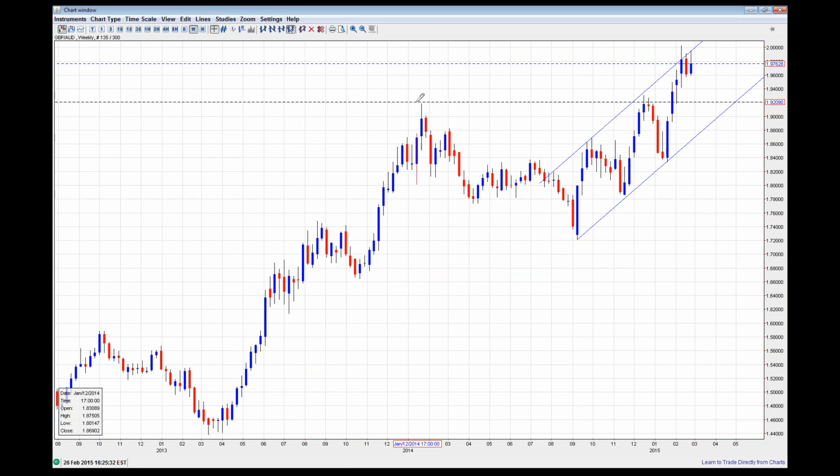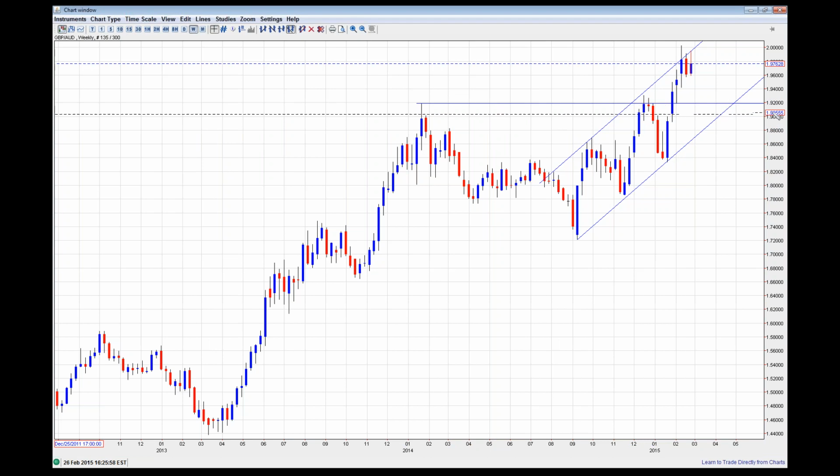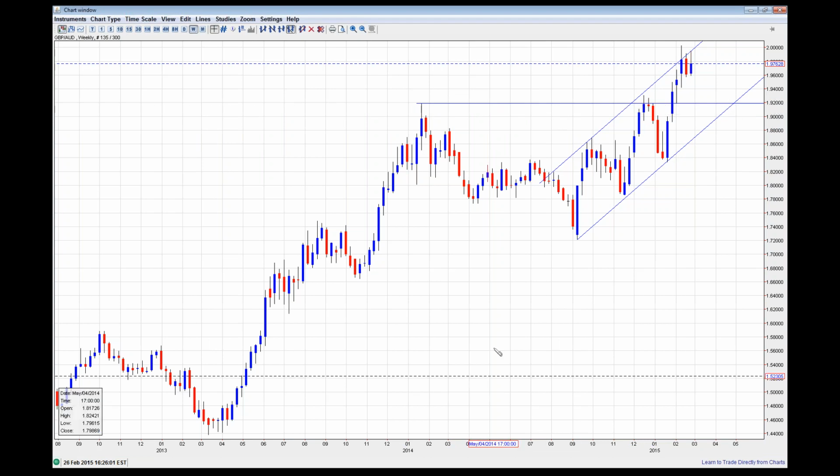And then I would look at prior highs because prior highs often form major support levels or resistance levels. So right over here, it's prior high back in January 2014. And you can see this currency pair bumped its head right there and sold off. So it's got some significance. Plus, it's a round number, 1.92. I always watch those round numbers.